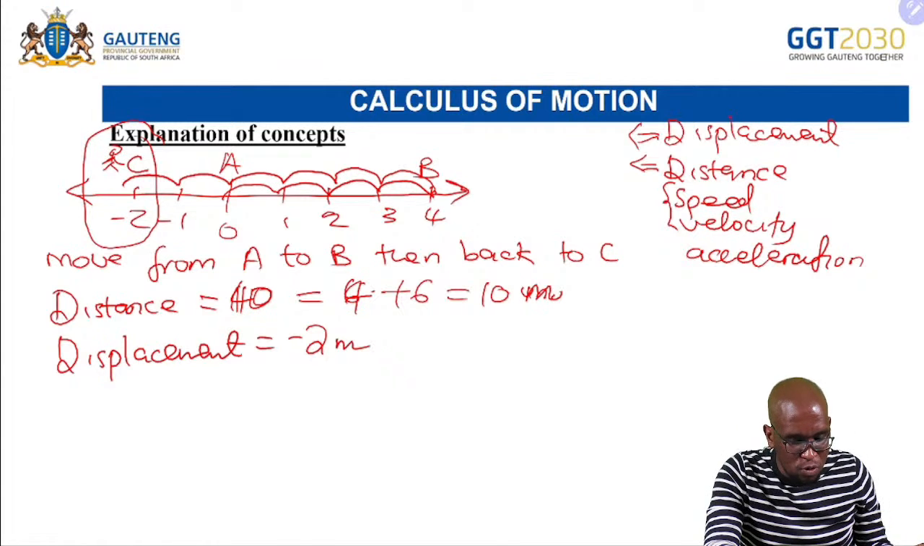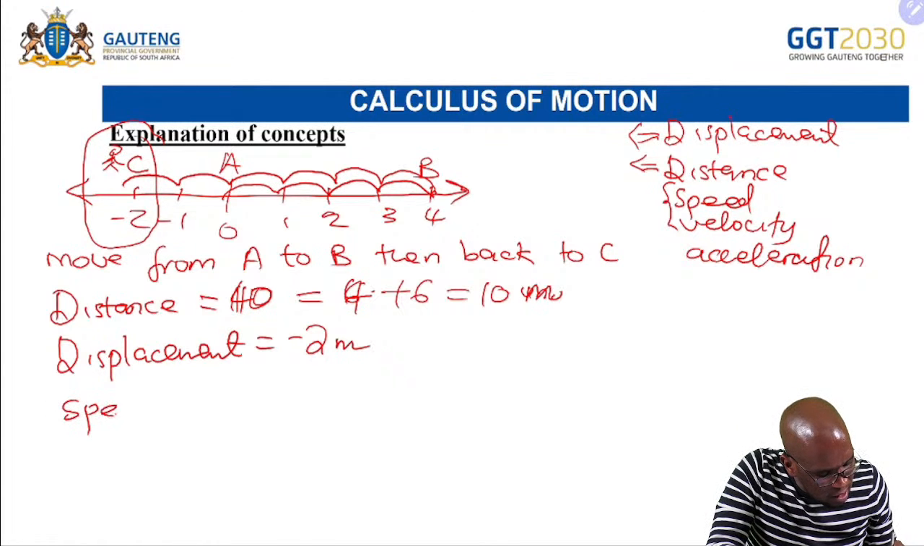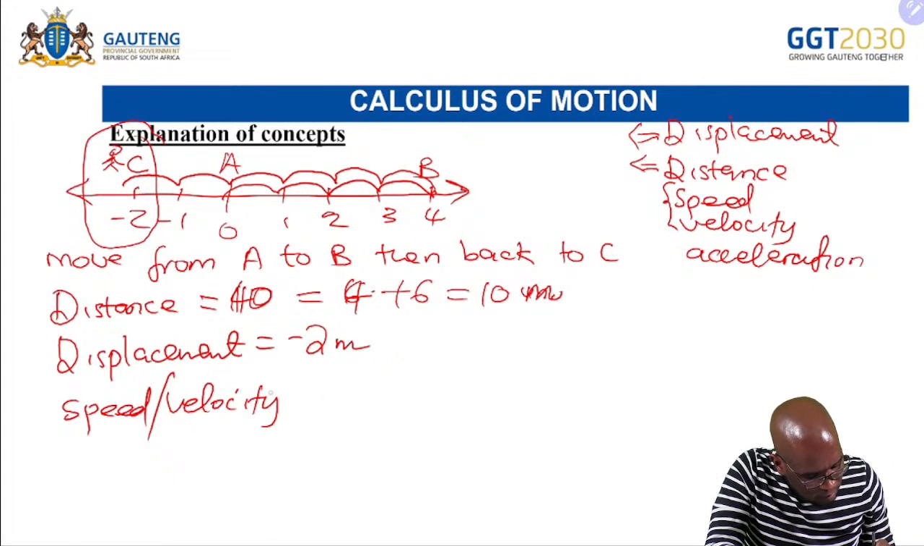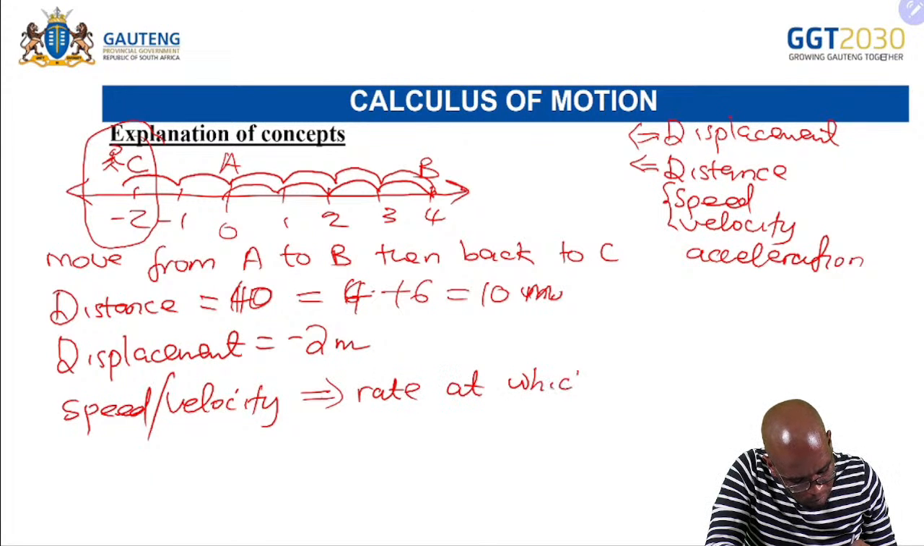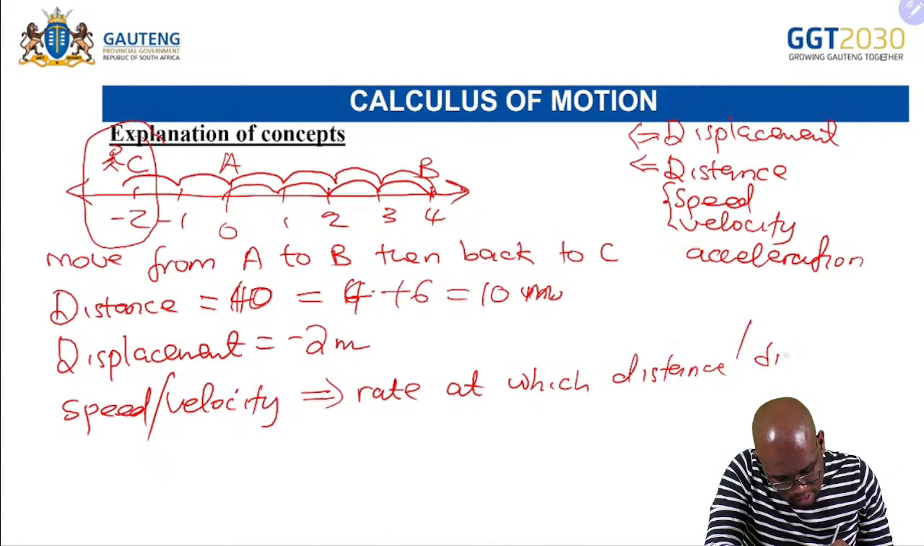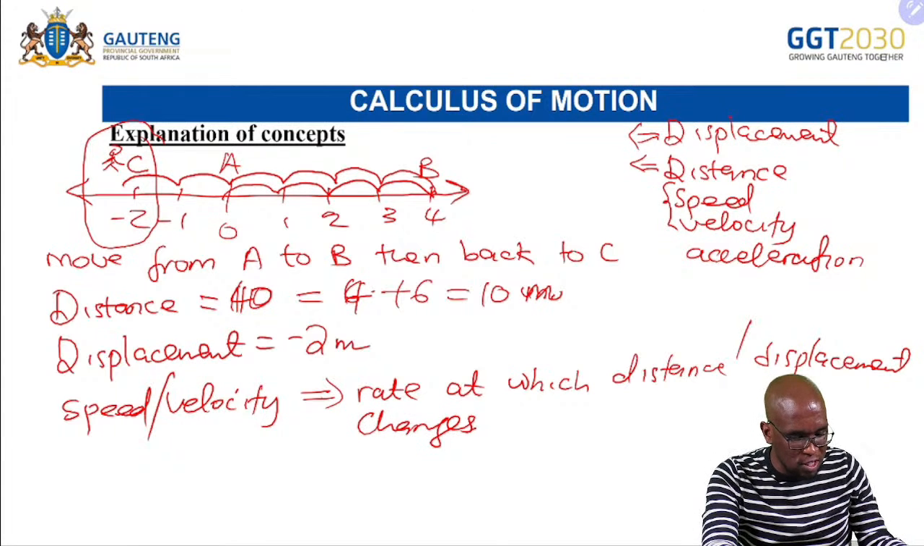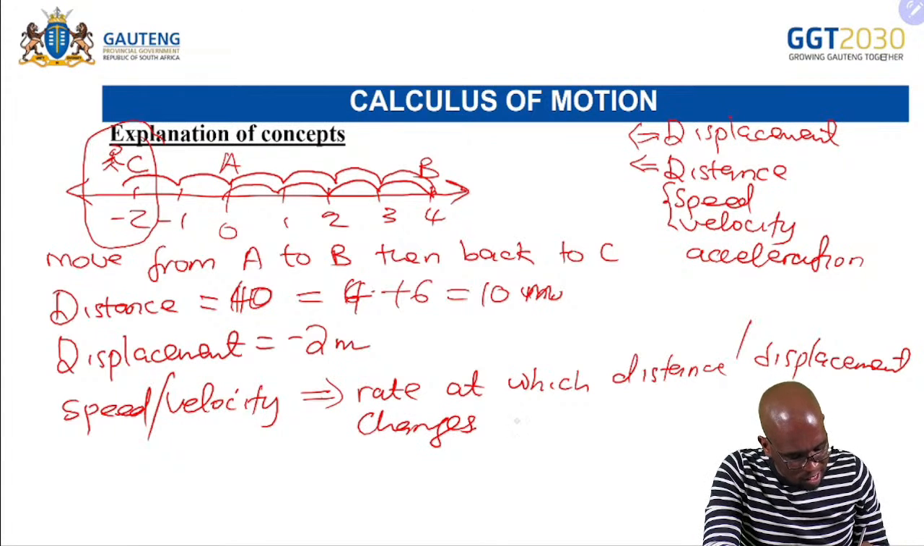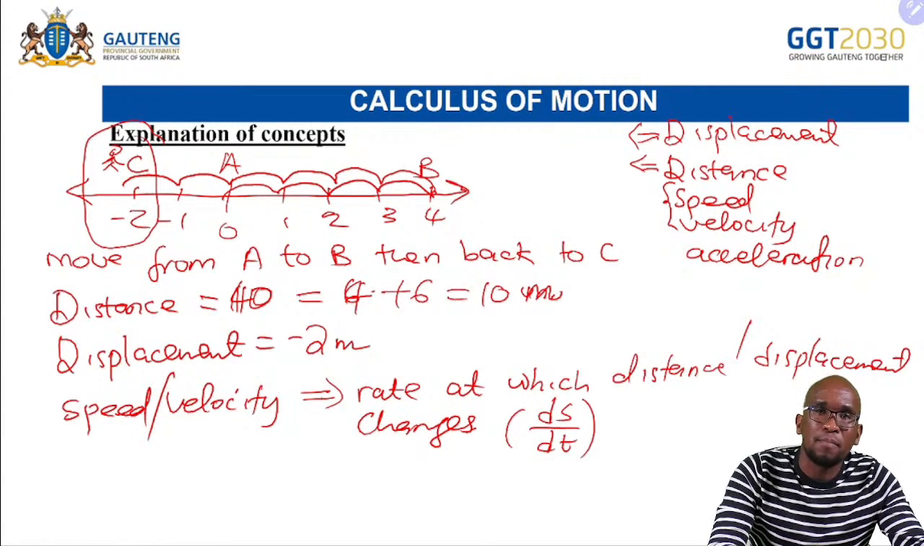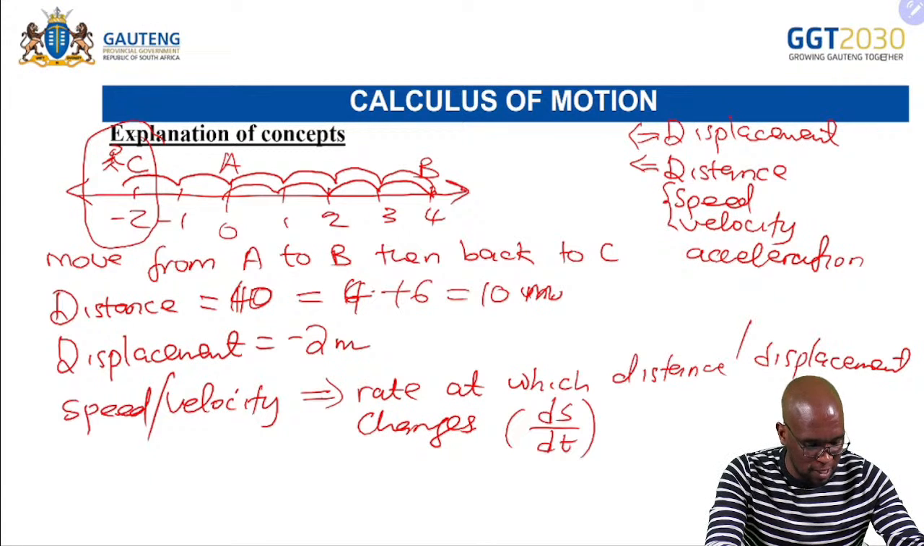But to define both of them, we define speed or velocity as the rate at which distance or displacement changes. The rate at which distance or displacement changes, which means that we will find the derivative of the displacement with respect to time. We are applying our knowledge of rates here.